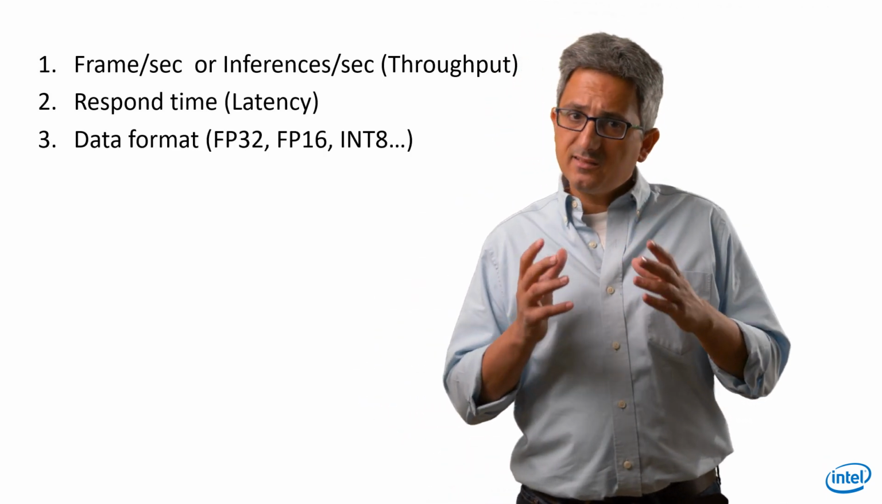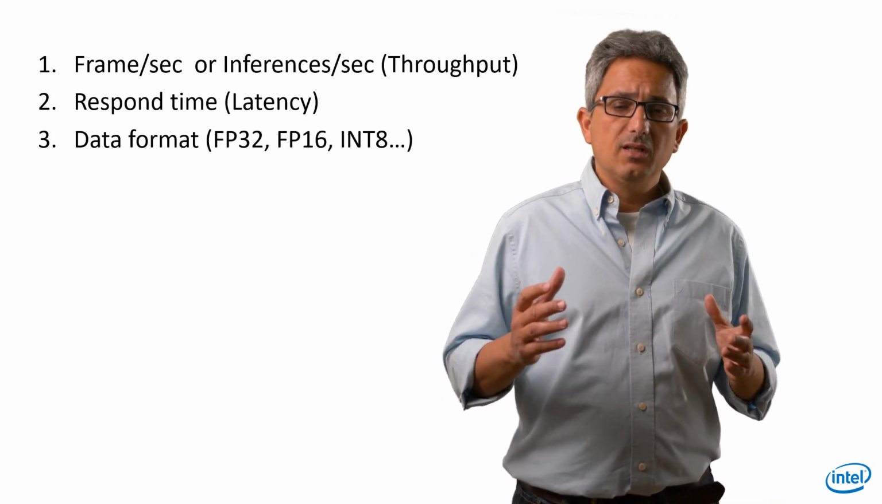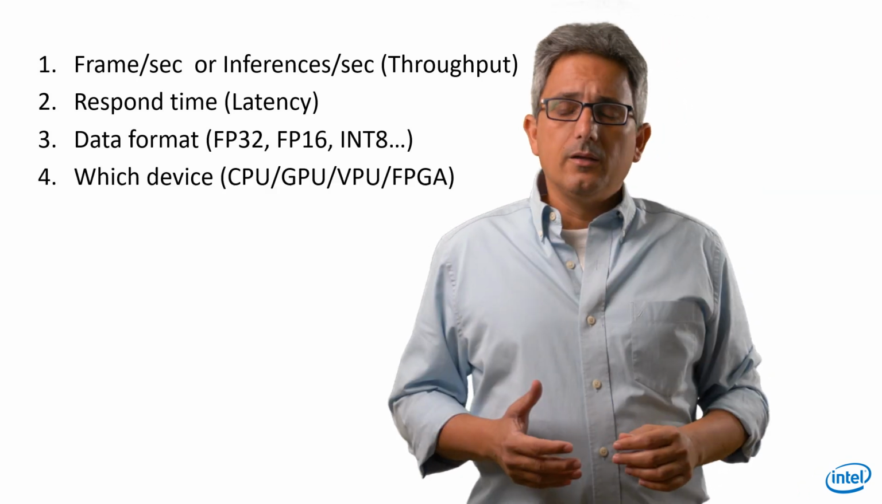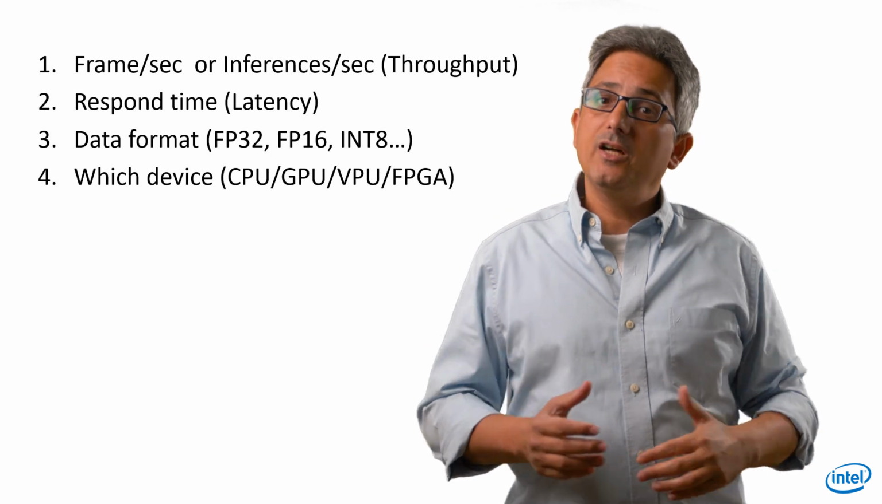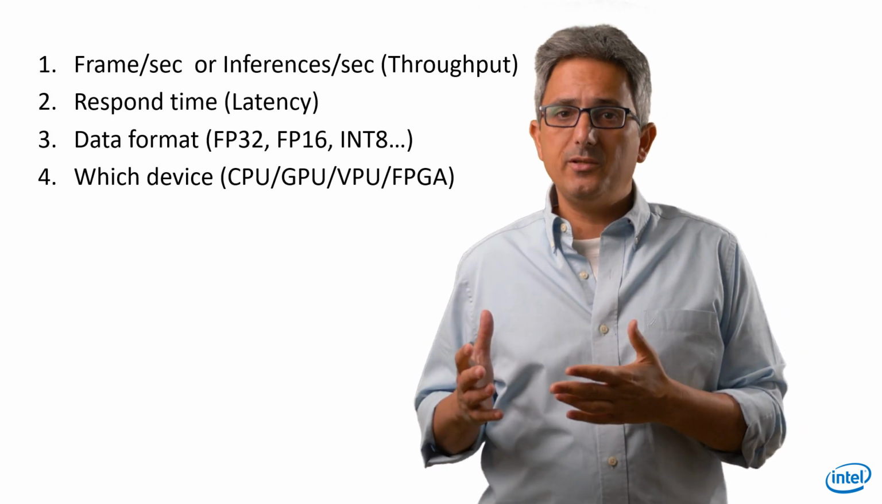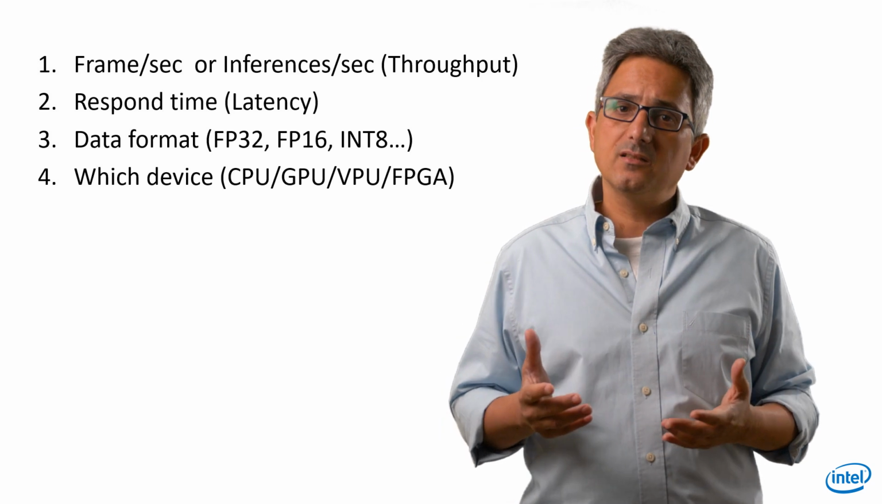3. What is the best data format? Some devices support floating point 32 and integer, some floating point 16. Which format is best for my device? Number 4, which device? I have a heterogeneous system. I have a CPU, but also an integrated GPU and a Movidius VPU or an FPGA connected. Which device will run my model best? So the most simple way to do it is to use the benchmark app and try the same model on multiple devices or multiple systems.